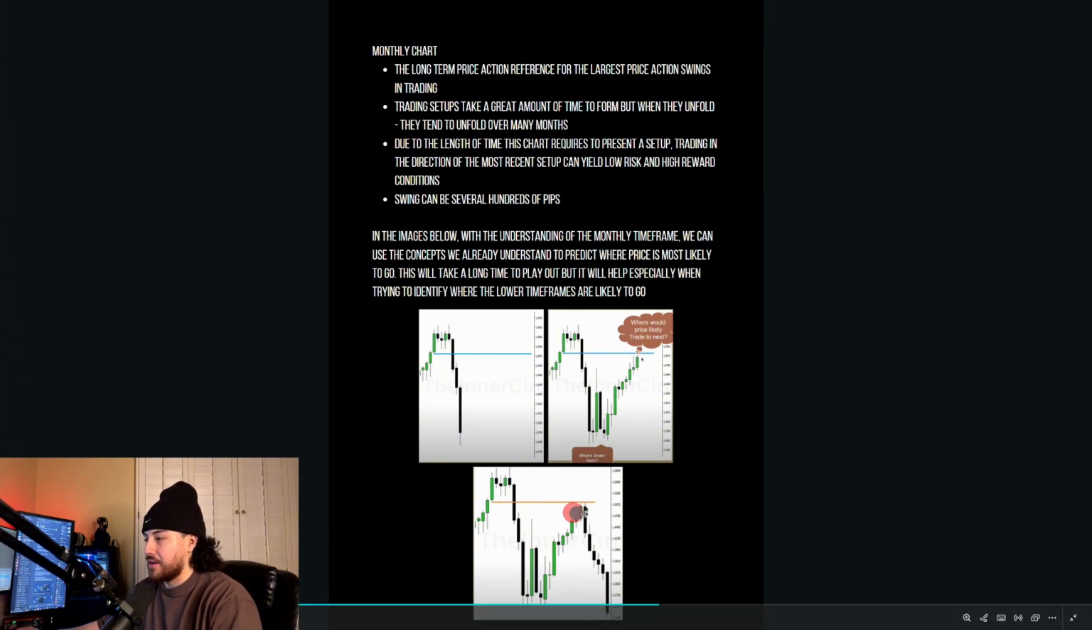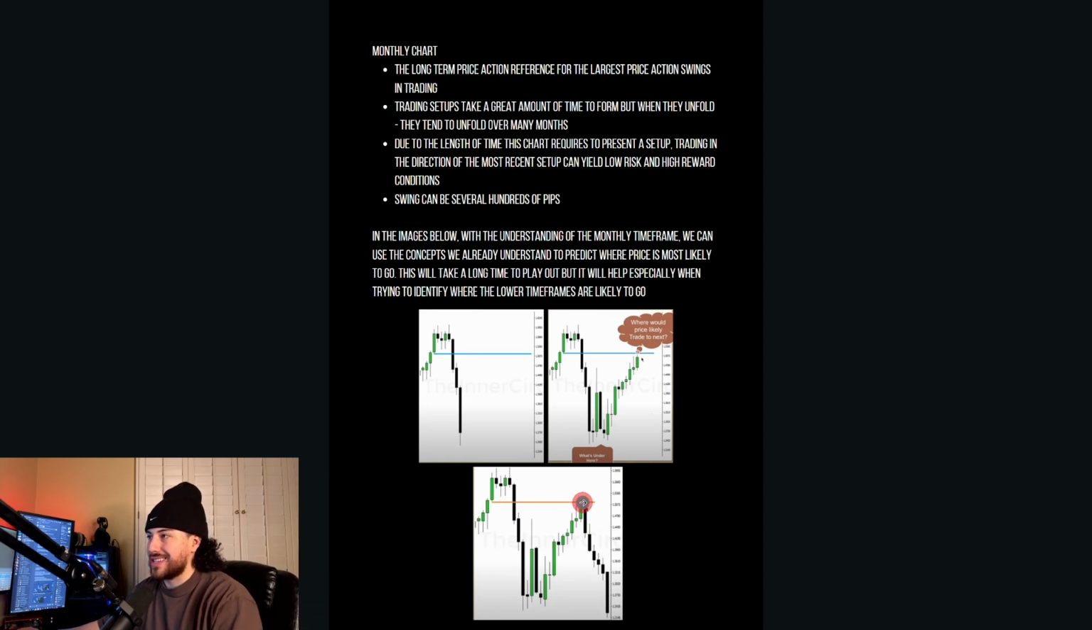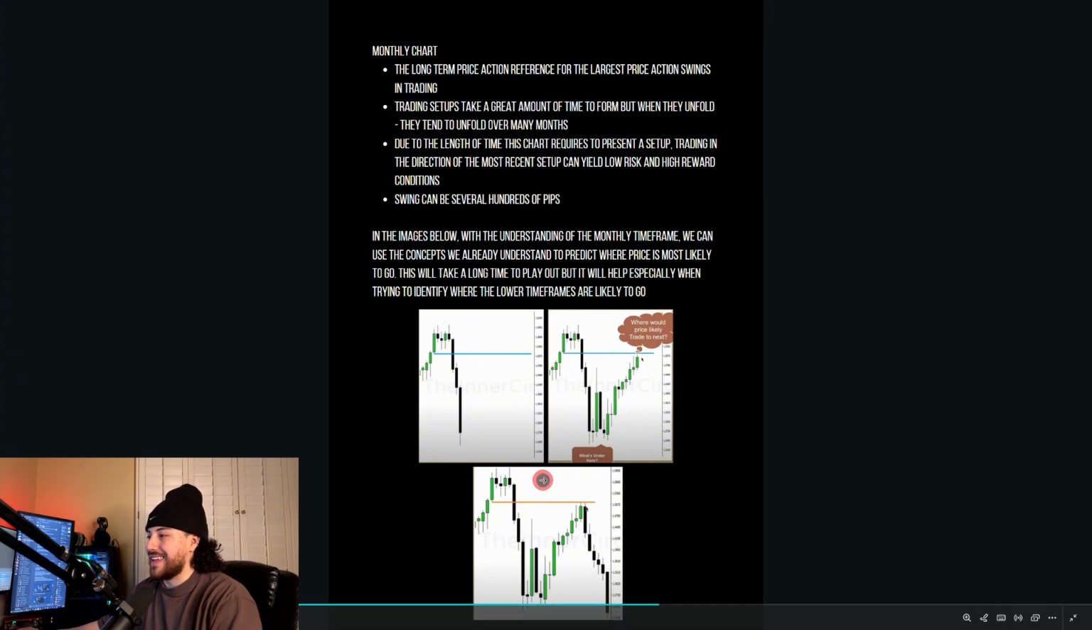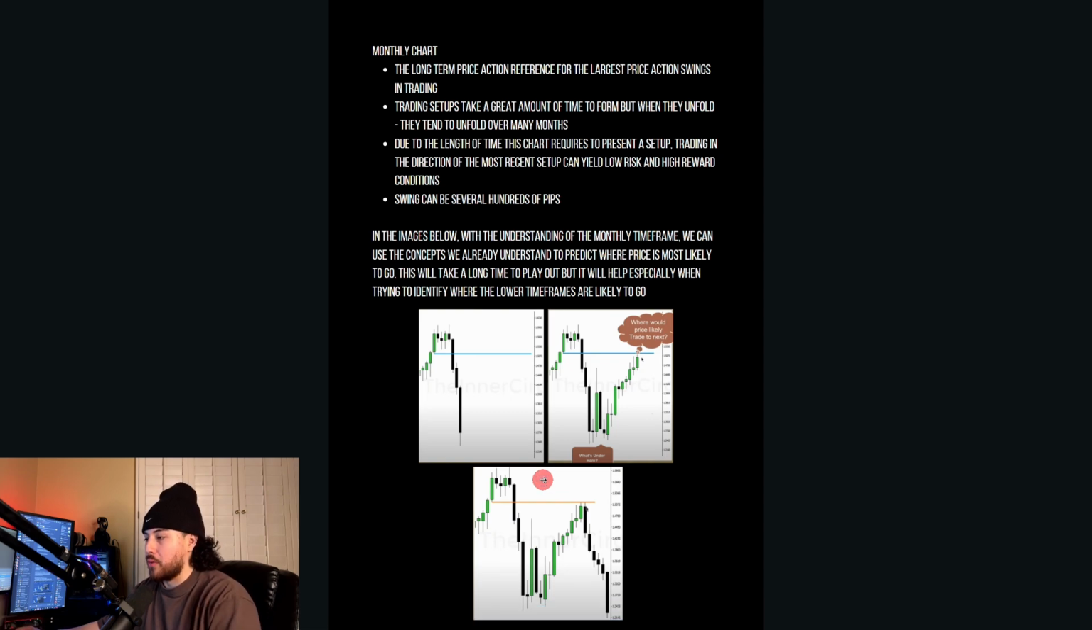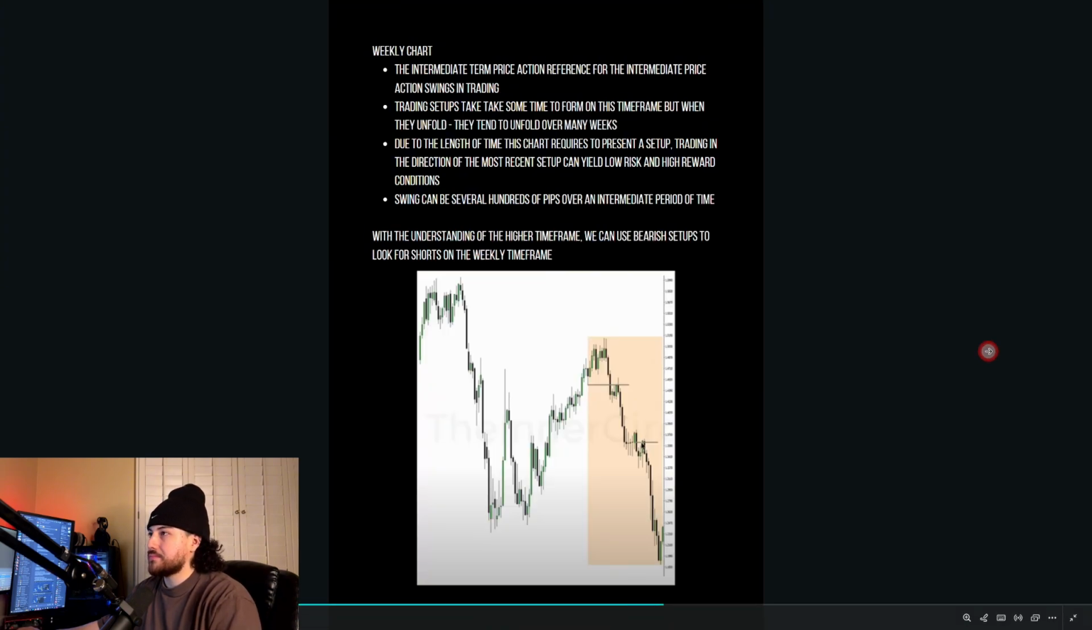So if we have this higher time frame setup on the monthly chart, we can look to short here and maybe scale in on a lower time frame to take these shorts. But again, it will take a long time to play out. But we can see that, especially if we go down to a lower time frame and refine the entry and refine our stop loss, this could generate a low risk setup with a high reward opportunity.